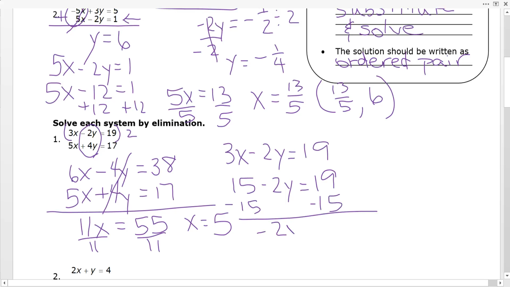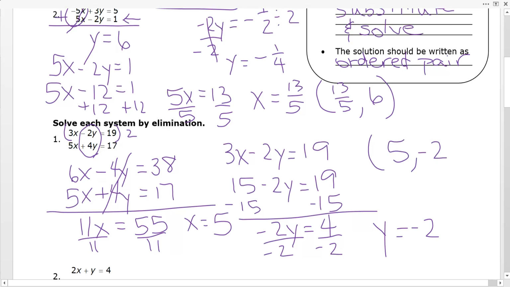So I have negative 2y equals 4. Divide by negative 2. y equals negative 2. So my ordered pair is 5 and negative 2.